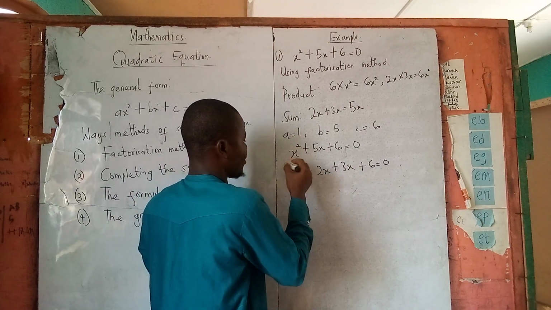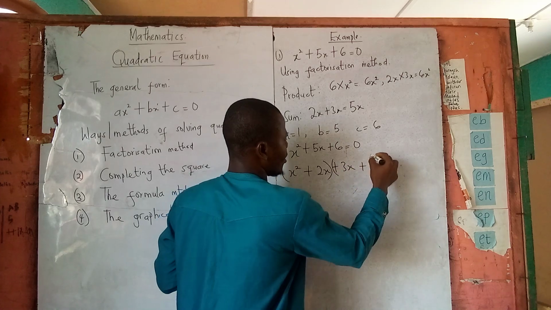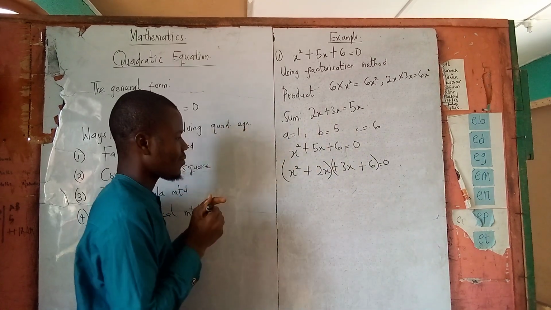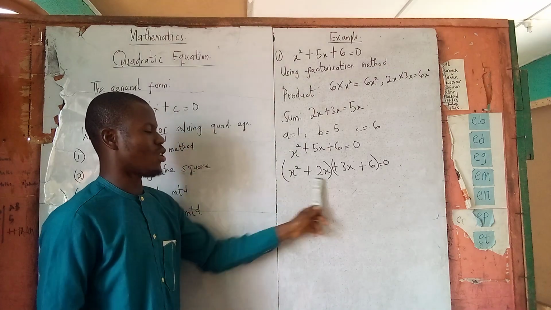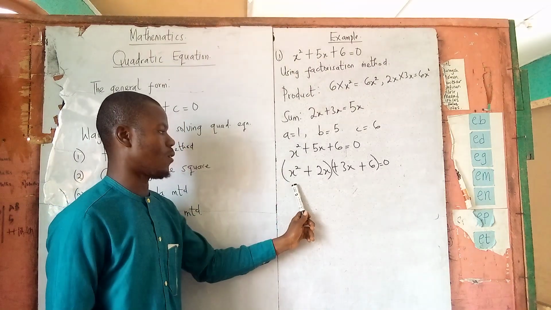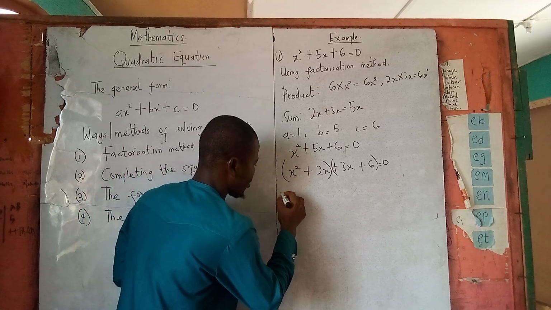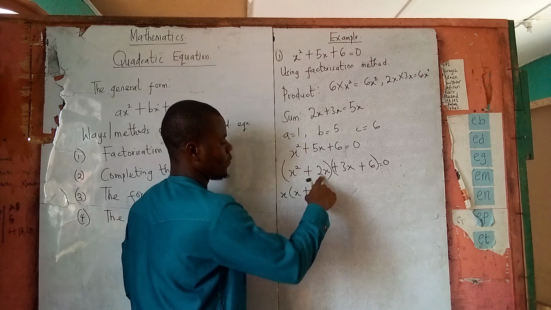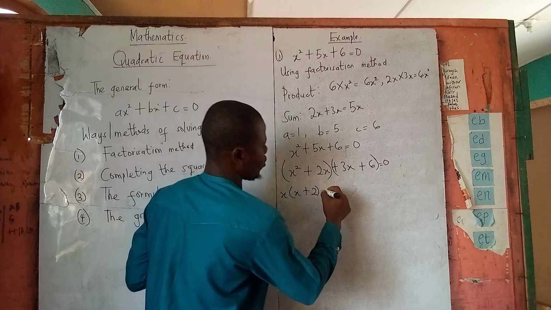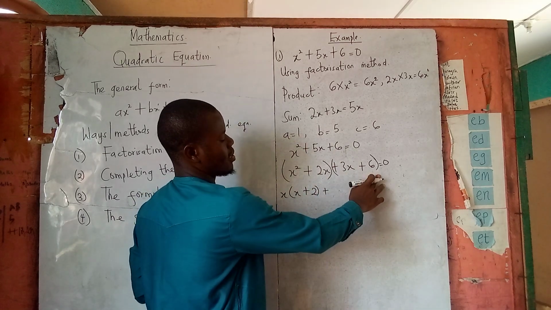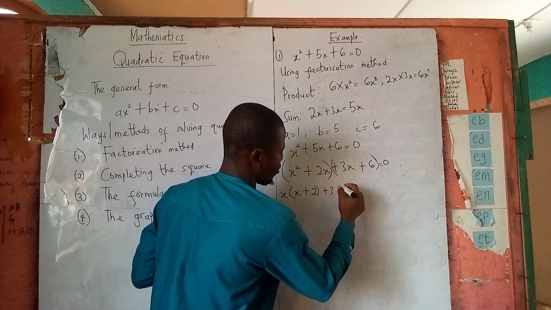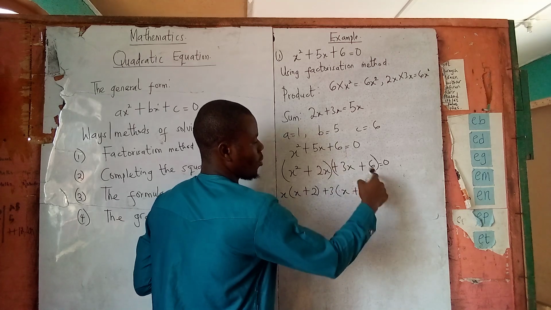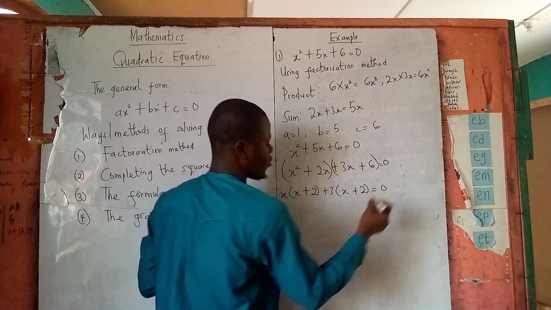So you can put them in brackets. For x squared plus 2x, what's common between them? We have x common, so we take x out of the bracket. We have x remaining, plus 2 left here. Then plus what's common between 3x and 6? That is 3. Taking 3 out of the bracket, what we are left with is x plus 2, equals 0.